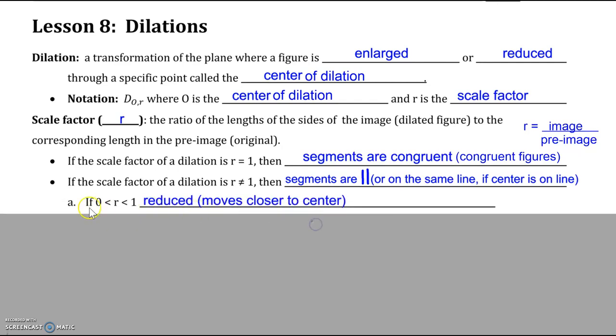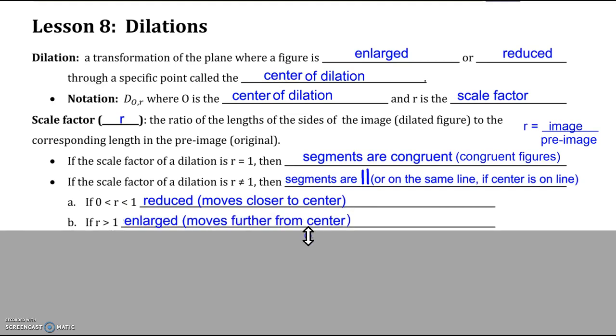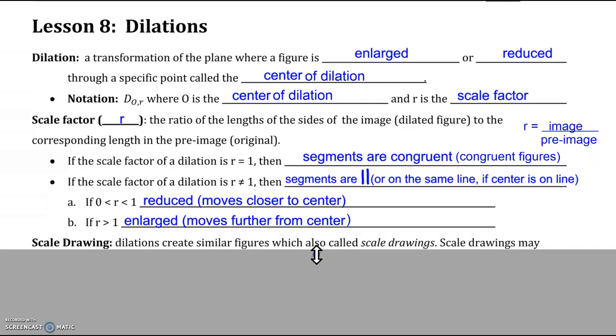Okay. If the number for your scale factor is between 0 and 1, so it's a fraction or a decimal, then the figure is going to get smaller. It's going to move closer to the center of dilation. And if it's bigger than 1, it's going to get enlarged. So think about it. If I tell you that we're going to scale something by 1/2, which is between 0 and 1, it's going to be half of the original size. If I tell you it's going to be the scale factor of 2, then it's going to be twice the original size. It's going to get bigger and further away from the center.